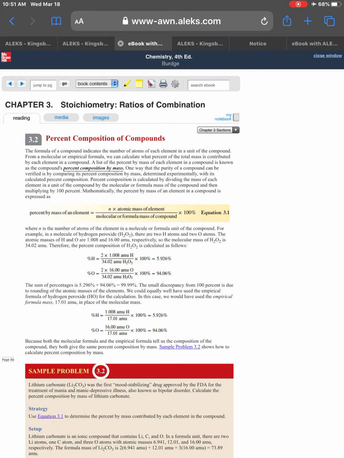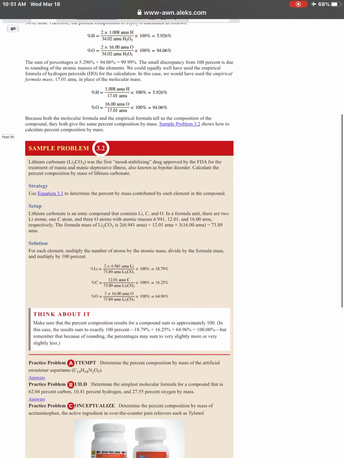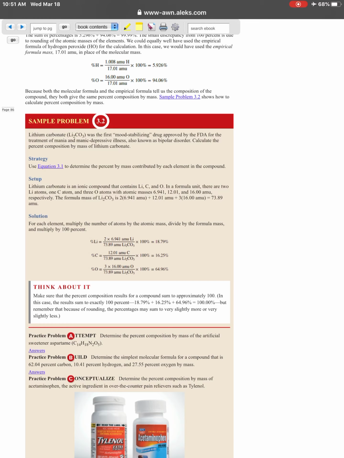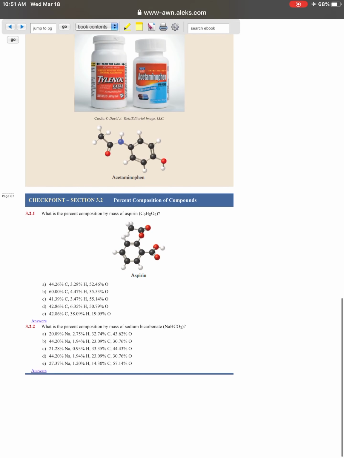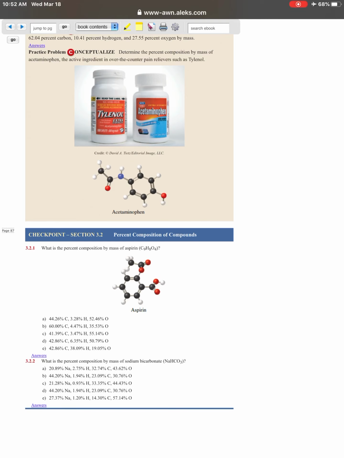Sample problem 3.2 shows how to calculate percent composition by mass. So you're going to try that sample problem 3.2. There is a separate video for that. And then you can also do the practice problems A and B. And then you can also do the checkpoint 3.2, section 3.2, percent composition of compounds. Do both of those as well. Okay?